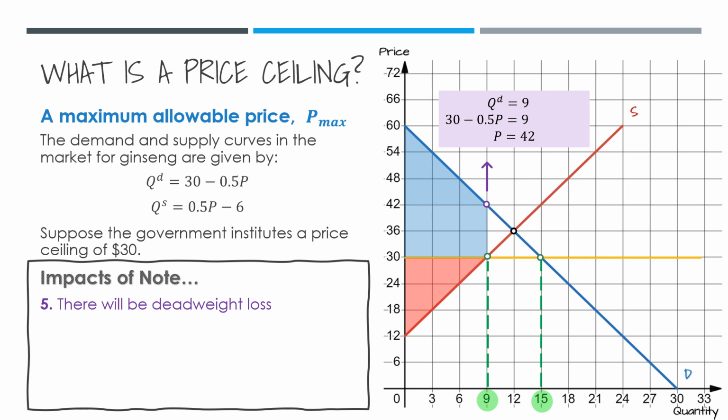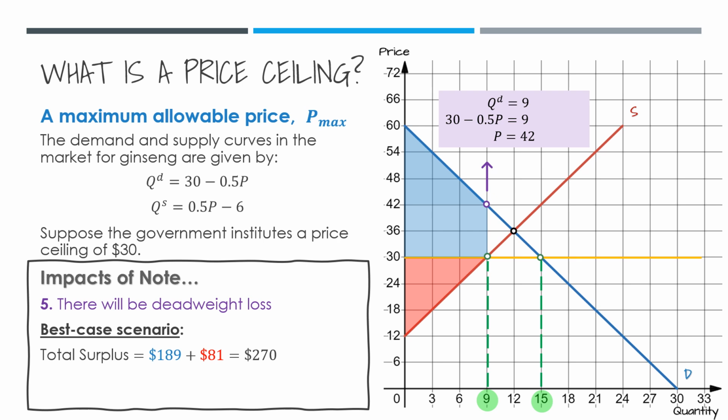The final impact of the price ceiling is that there is going to be deadweight loss associated with it. So let's talk about the best case scenario first. In the best case scenario, the total surplus is going to be the sum of the best case scenario consumer surplus and the producer surplus, which turns out to be $189 plus 81, which is $270.